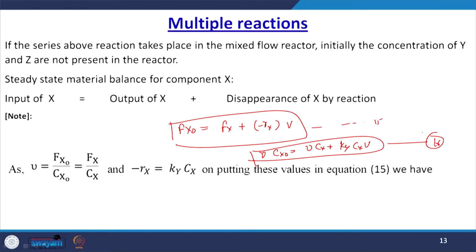So, here nu is equal to Fx naught upon Cx naught is equal to Fx upon Cx, and minus Rx is equal to Ky Cx. If we put all these values in the previous equation and rearrange, then we may have V upon nu is equal to tau T, which is equal to tau M. This is my next equation.